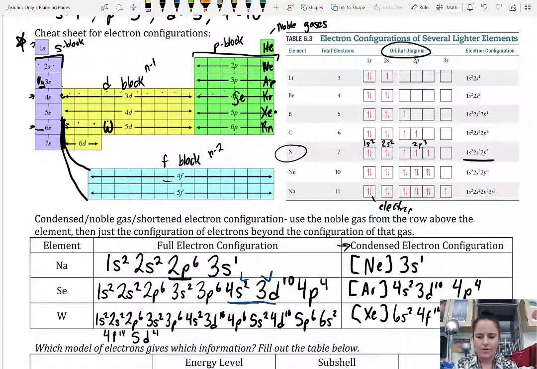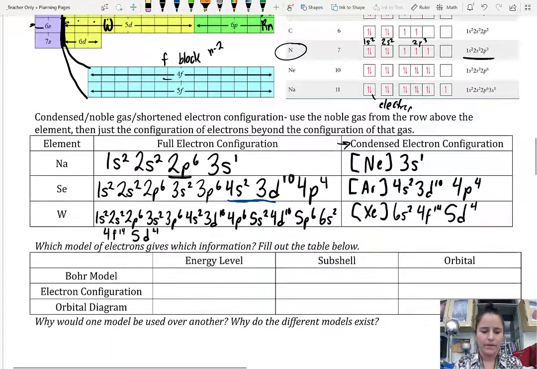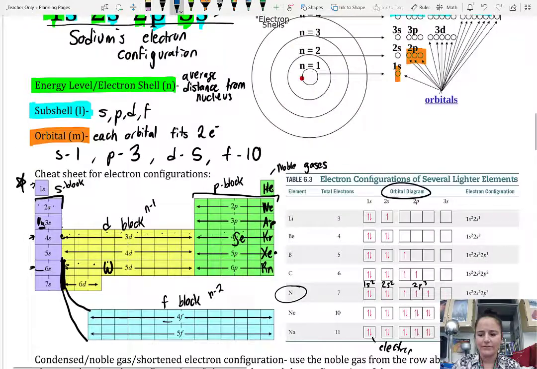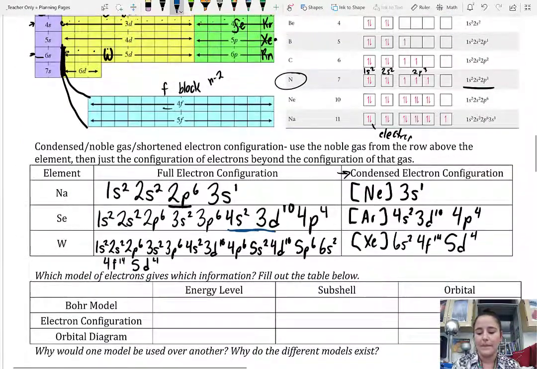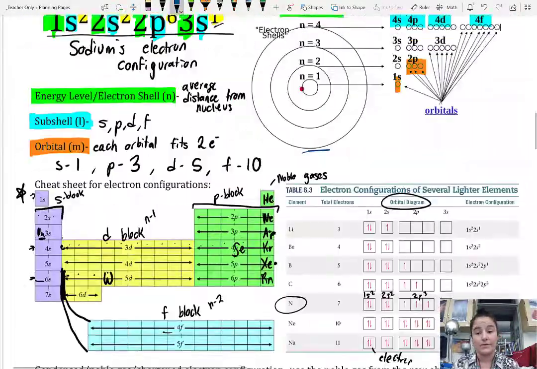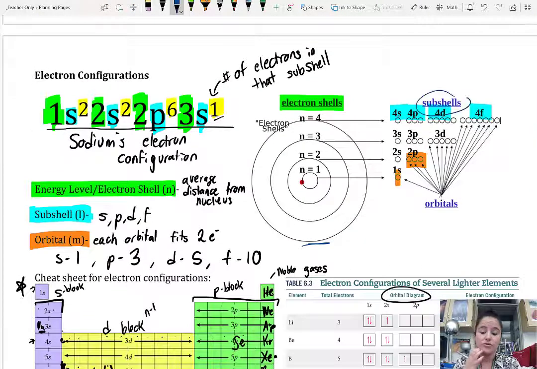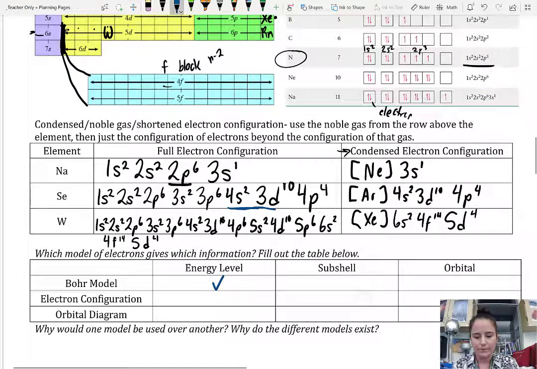Okay, so let's zoom back out for a second and think of which model of electrons gives us the information. If we have a Bohr model, does a Bohr model tell us the energy levels of the electrons? Remember, the Bohr models are the ones that look like this. Yeah, they tell you the energy levels. That checks off, but they don't have any detail about the subshells or the orbitals. You couldn't use a Bohr model to determine where those electrons were. Where electron configurations have energy level and have the subshell.